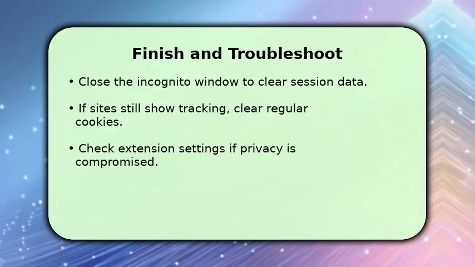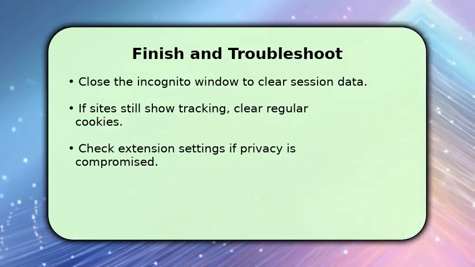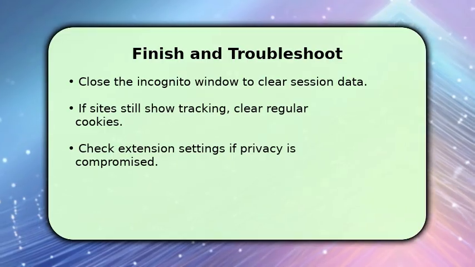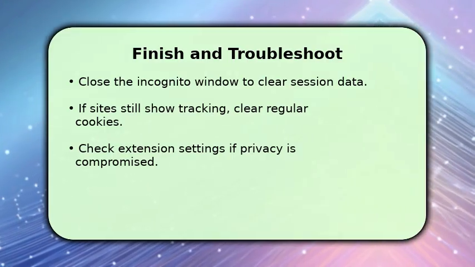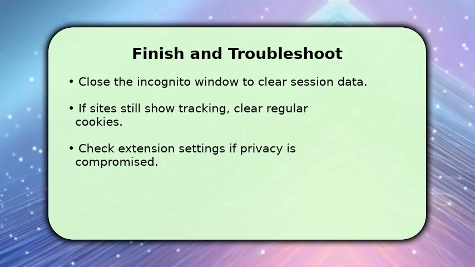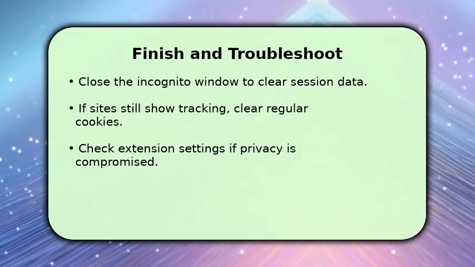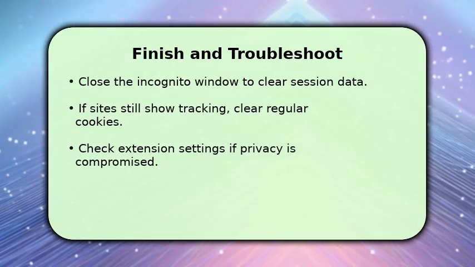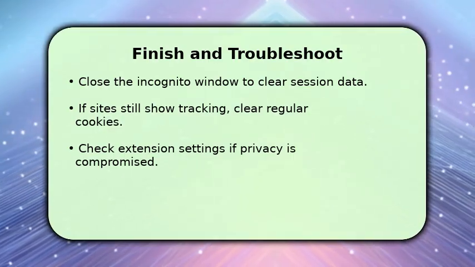If you notice tracking or saved data, open regular Chrome, go to Settings, and clear cookies and site data. If problems persist, make sure suspect extensions are removed or blocked in incognito mode. Remember, incognito hides local traces, not your ISP, employer, or the sites you visit.